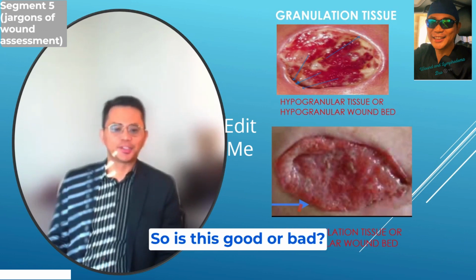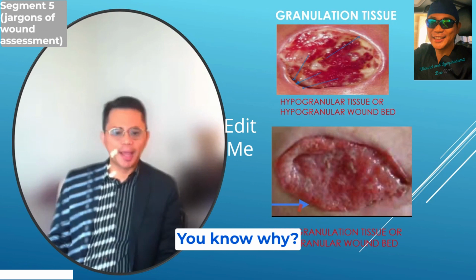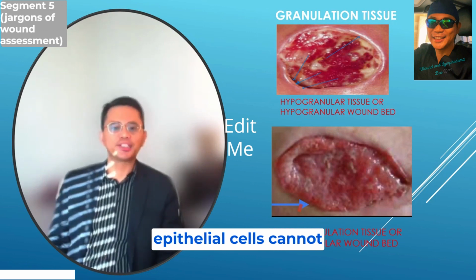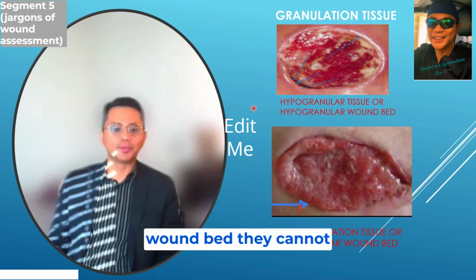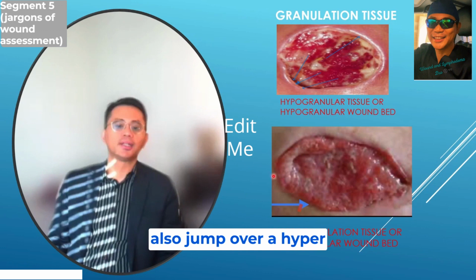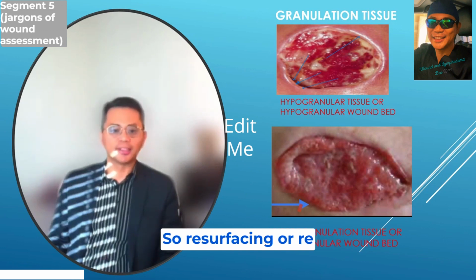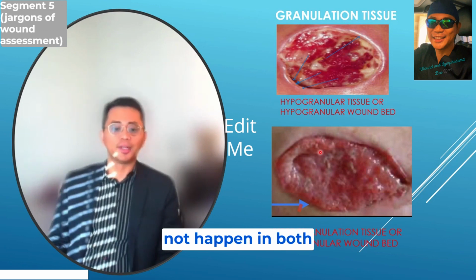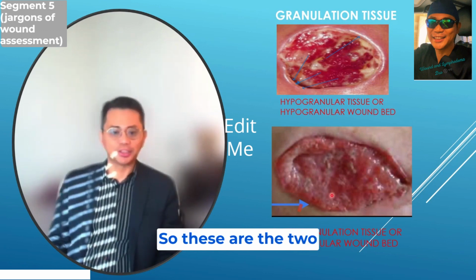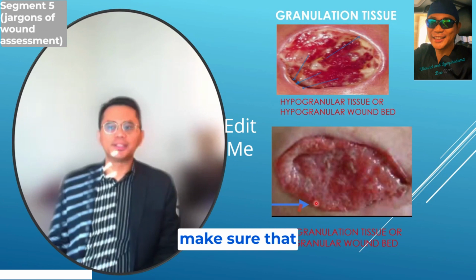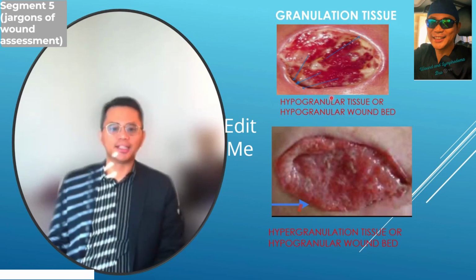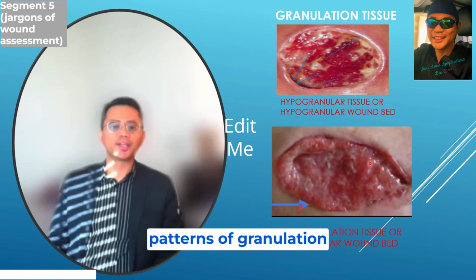Is this good or bad? It is bad. You know why? Because much as the epithelial cells cannot dive down over a hypogranular wound bed, they also cannot jump over a hypergranulated wound bed. So resurfacing or reepithelialization will not happen in both situations. These are the two things that you need to make sure of, so look at these patterns of granulation tissue.